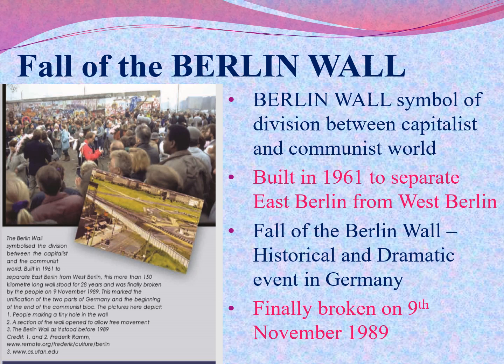The Berlin Wall symbolized the division between the capitalist and the communist world, built in 1961 to separate East Berlin from West Berlin. This more than 150-kilometer long wall stood for 28 years and was finally broken by the people on 9th November 1989. This marked the unification of two parts of Germany and the beginning of the end of the communist bloc.